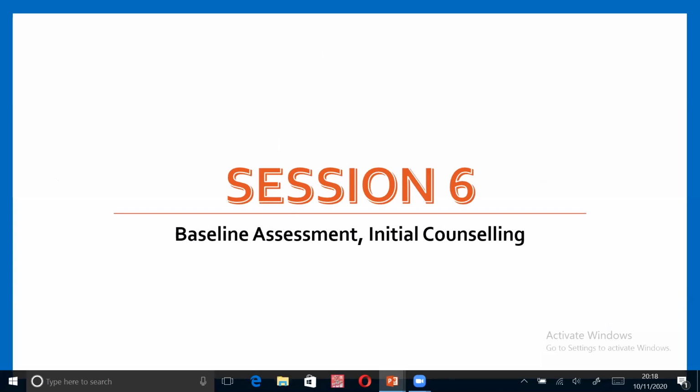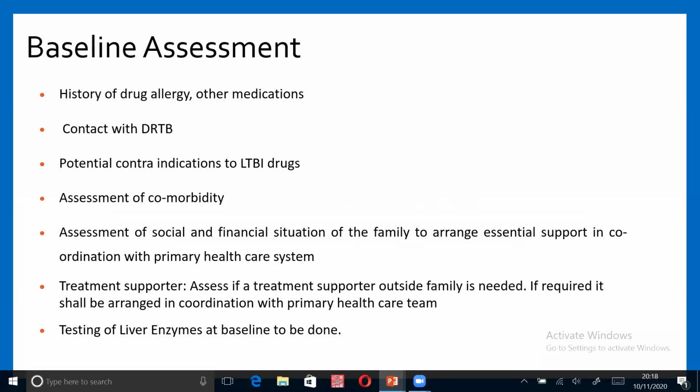So how do you go about the baseline assessment? Once we have made a decision to give a preventive therapy, we have already assessed that these children are free of TB disease. Conditions like drug allergy may be there for the child, so you have to ask for a history of drug allergy. Sometimes even common drugs like paracetamol can produce an allergy. So any history of any allergy, please document. And definitely contact with drug-resistant TB: we are not going to give INH and rifampicin.